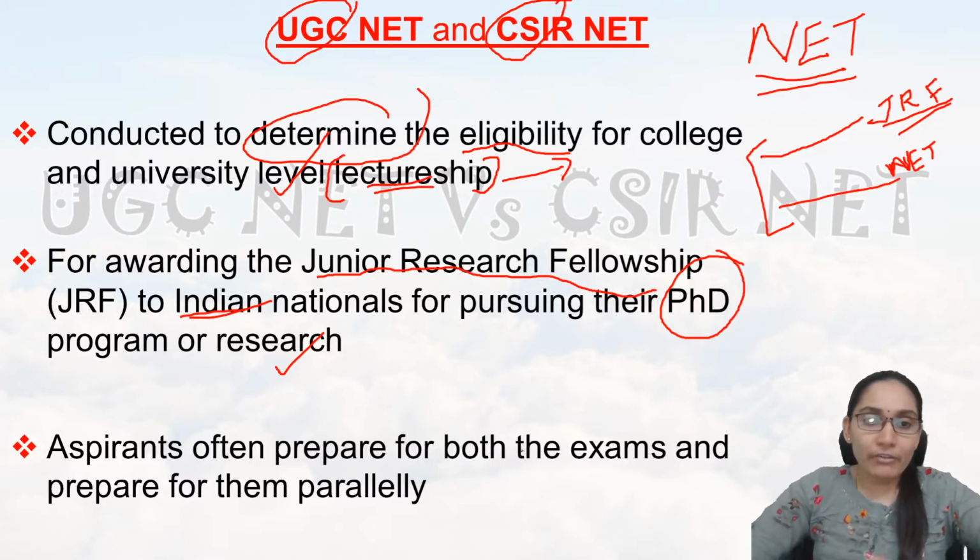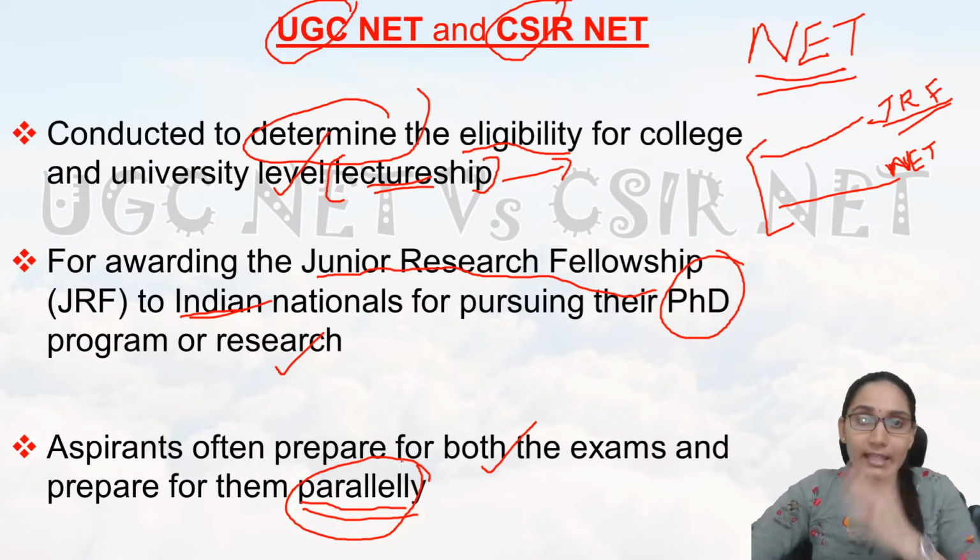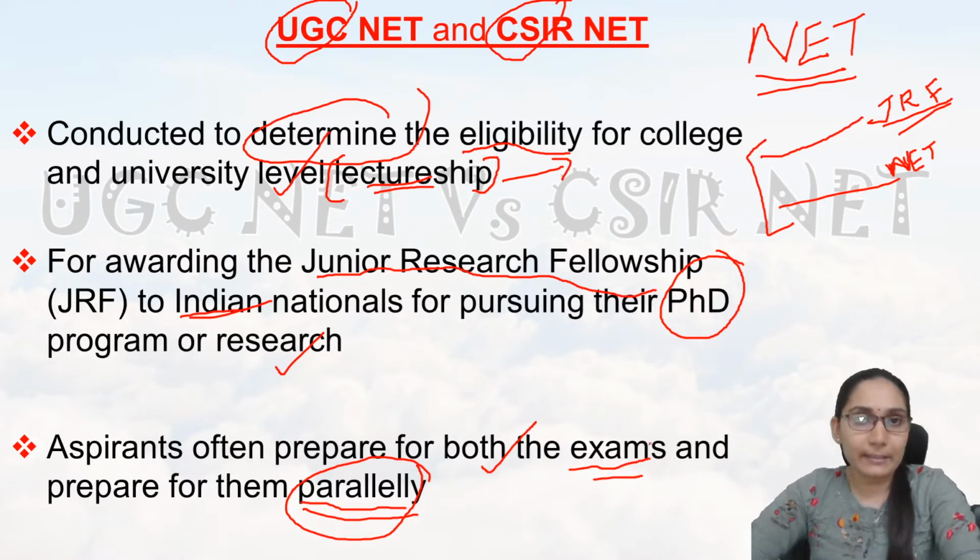Now, aspirants often prepare for both the exams and prepare for them parallelly. So, these aspirants who are giving these exams, UGC NET and the CSIR NET, prepare for both the exams and give both the exams parallelly.